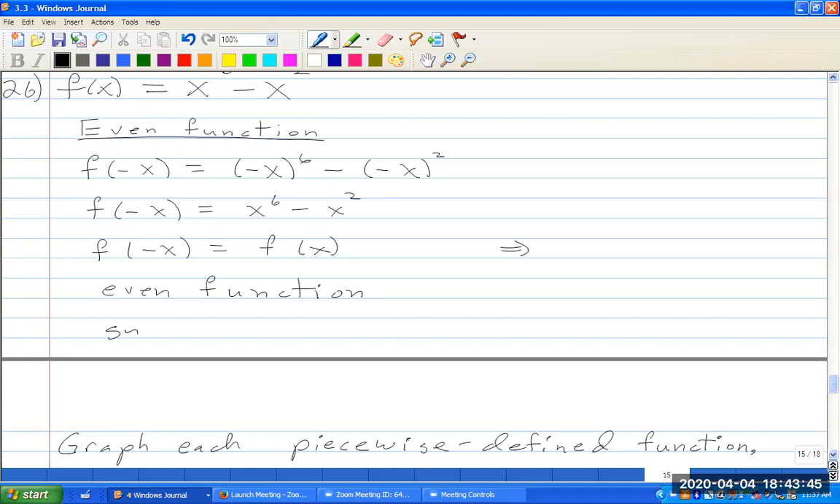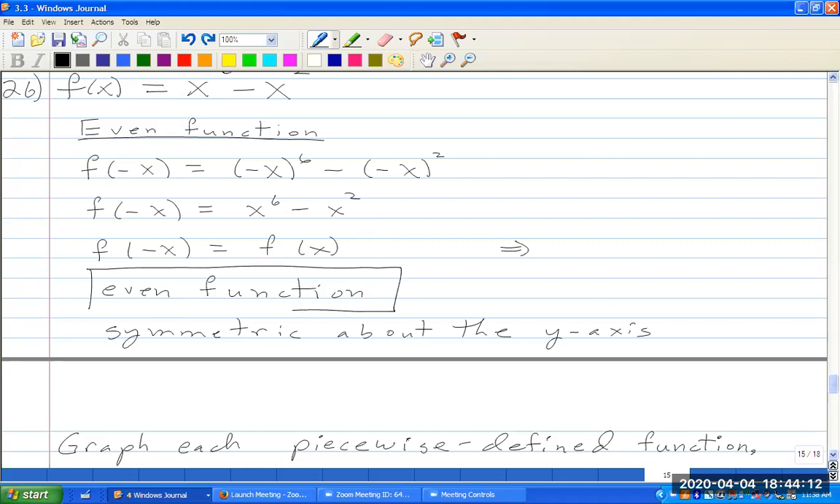It will be symmetric about the y-axis. And so it's an even function. Okay. This is an even function.